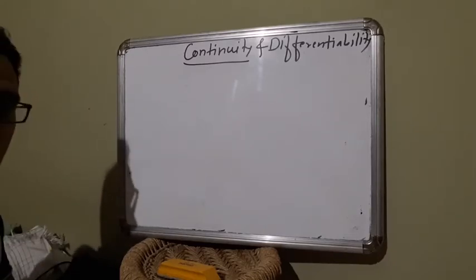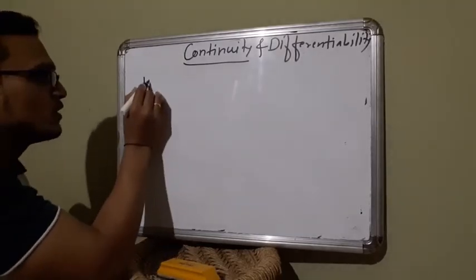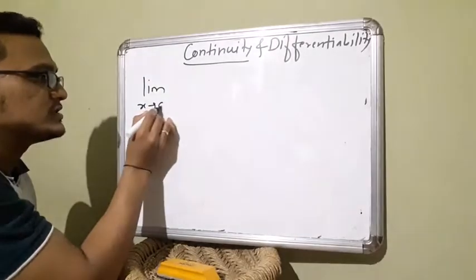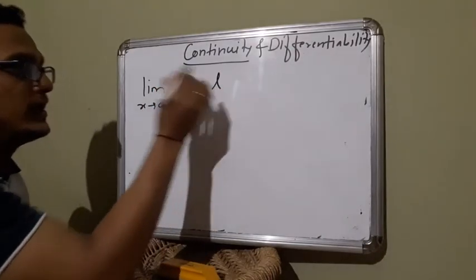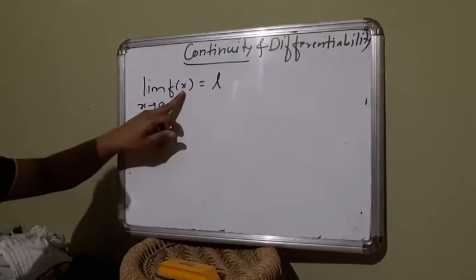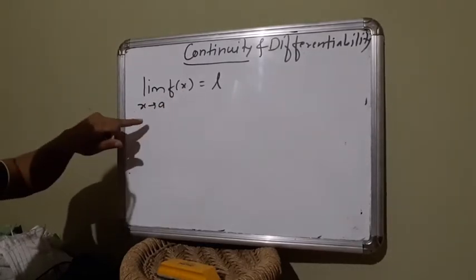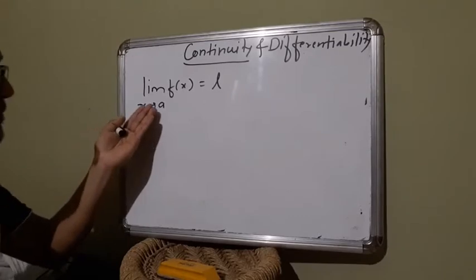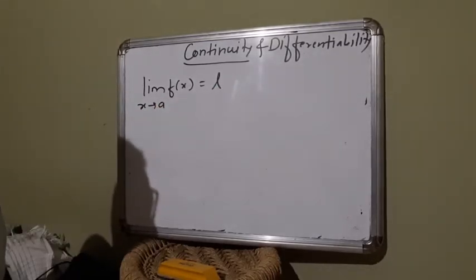I don't want the theoretical definition, so let us have the mechanical definition. The definition is: limit x tends to a, f of x is equal to L. Here f of x is a function, a is the limit point, or you can say x is approaching towards a, and L is the value of the limit.